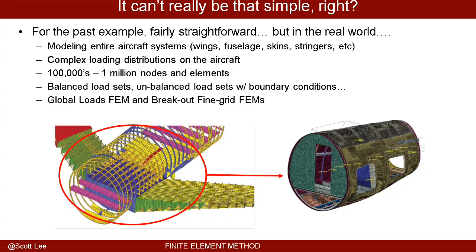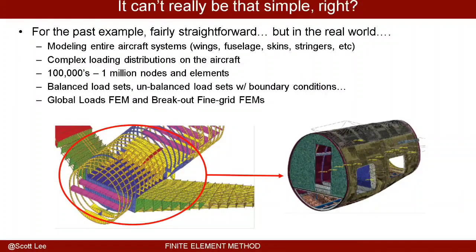The load sets, are they a balanced load set? If they're unbalanced load sets, where are you placing your boundary conditions? You need to make sure your boundary conditions are placed correctly. And for example, you don't want to place too many boundary conditions and over constrain your model, which would make your entire model obsolete and not correct.